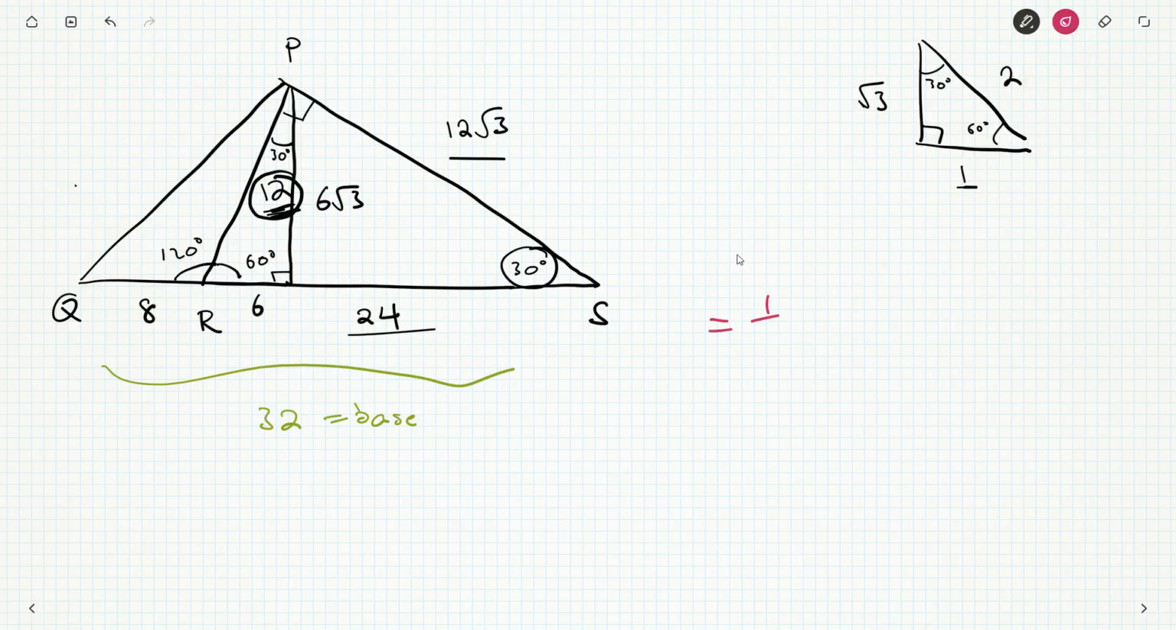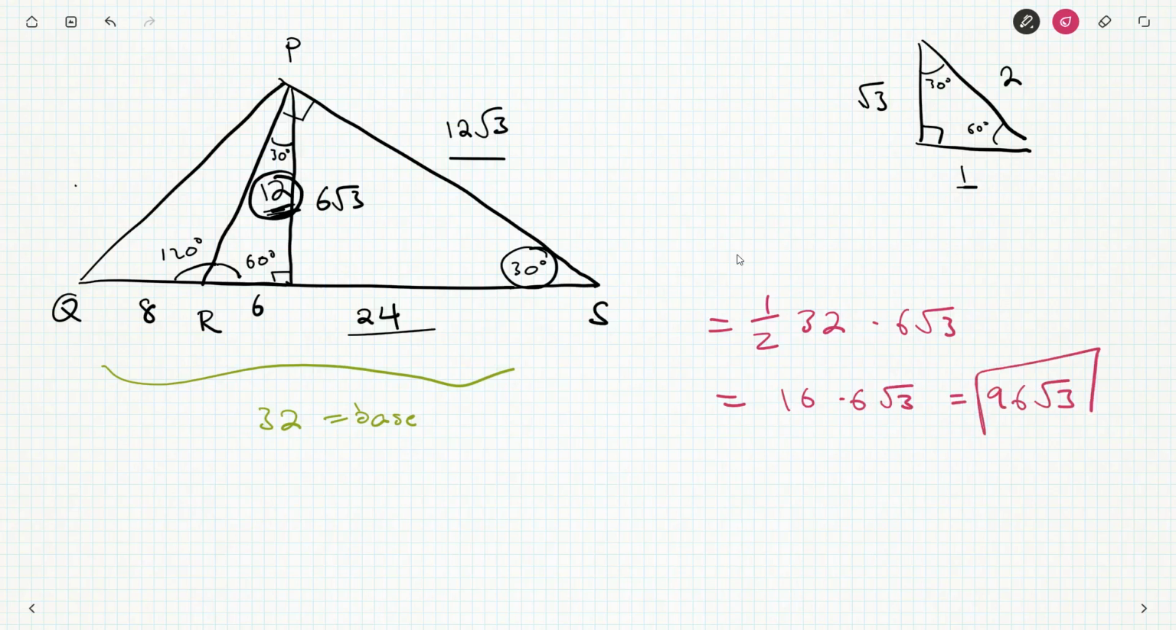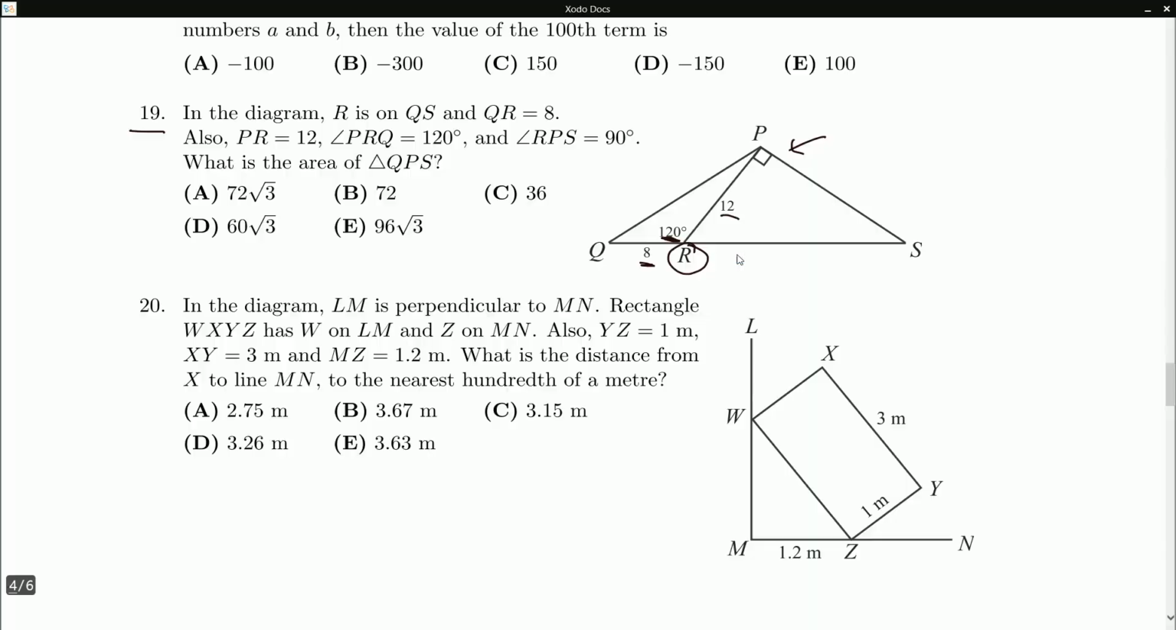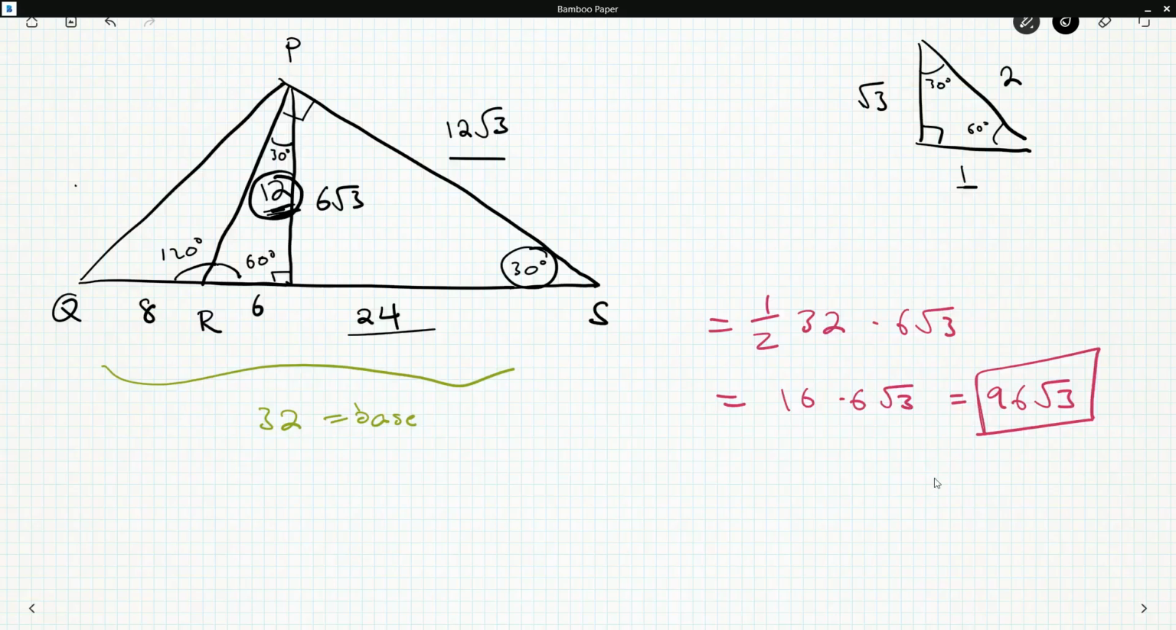So the area is 1/2 base, 32, times height, 6 root 3. 32 times 1/2 is 16, so 16 times 6 is 96. If you need a calculator, that's fine, no shame in that. So 96 root 3 is what I'm getting for my answer. Is that one of the possibilities? It certainly is. It's E there at the bottom.